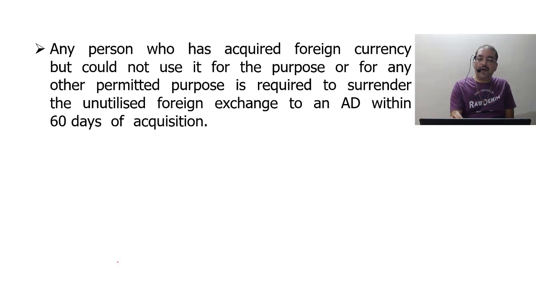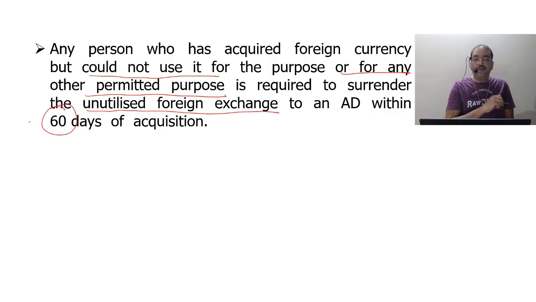Any person who has acquired a foreign currency but could not use it for the purpose or for any other permitted purpose. I had taken it for importing machinery. That purpose could not be served. Why? Because I cancelled the order. But if I'm having another import order of raw materials from the same country for the same currency, I can utilize it for that. Then it has to be surrendered. The unutilized amount should be surrendered within 60 days of acquisition.